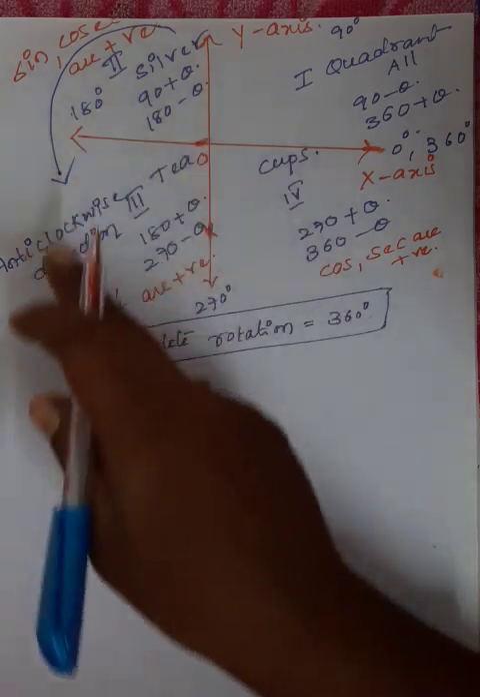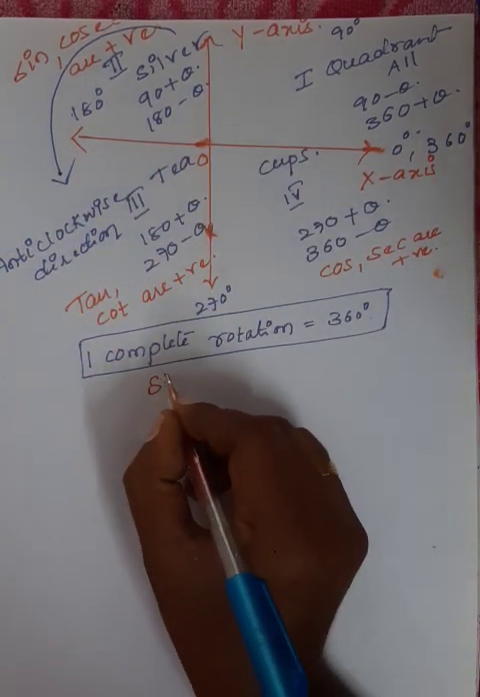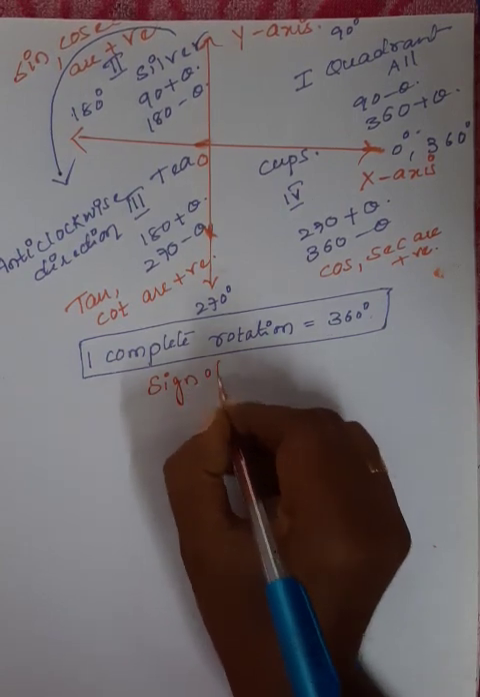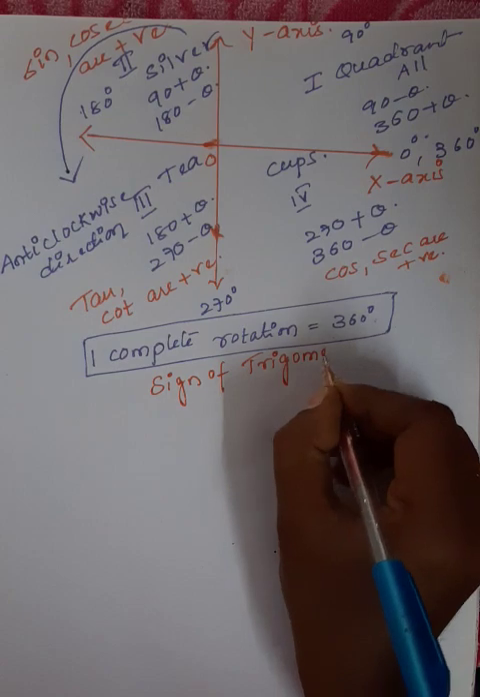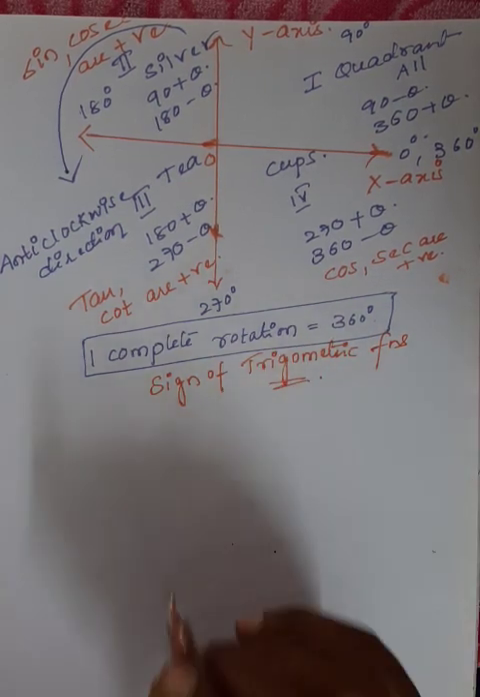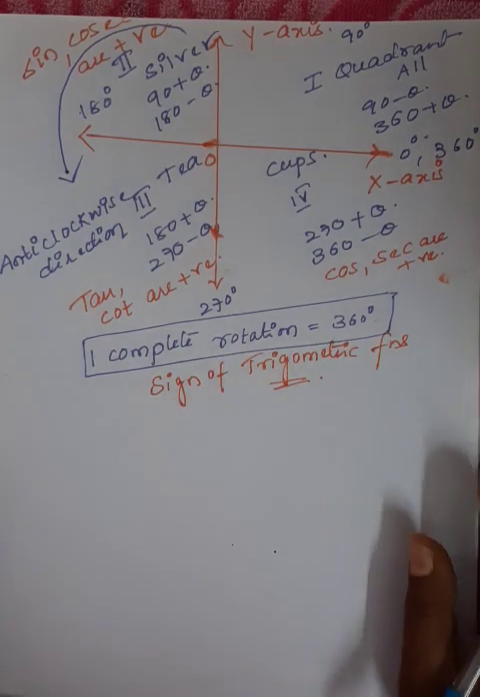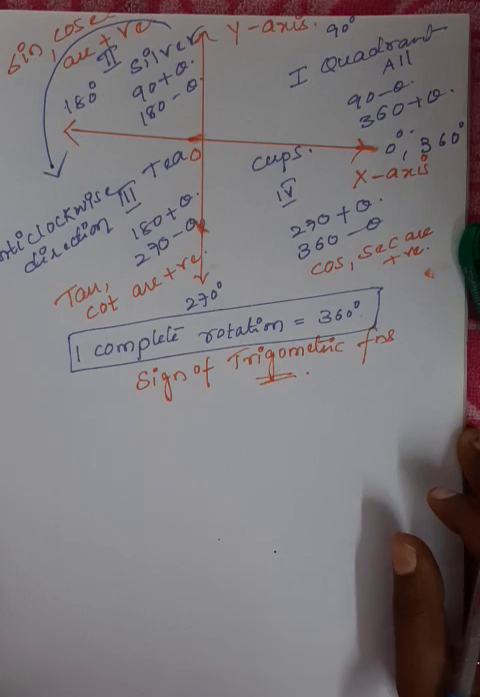So this table is all about the sign of the trigonometric ratios. Sign of trigonometric functions or ratios. So like this you have to draw one table in order to get the sign of a trigonometric function.